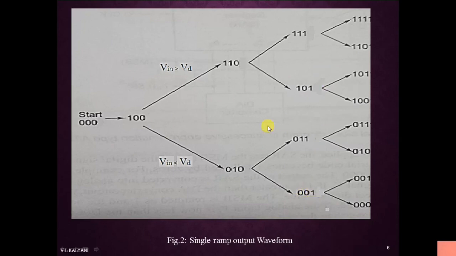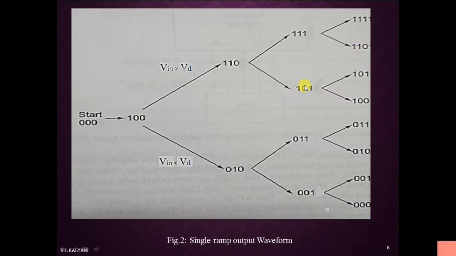So now again the process is repeated here. Again this 111, here there are two conditions, Vin is greater than VD and Vin is less than VD. When Vin is greater than VD, there is no next bit to set here, so this will become 111. And when Vin is less than VD, it will reset the previous bit, which is 1 here, and there is no next bit, so this will become 110.